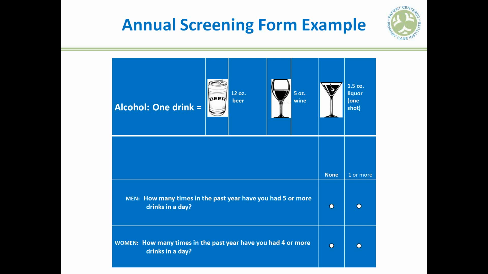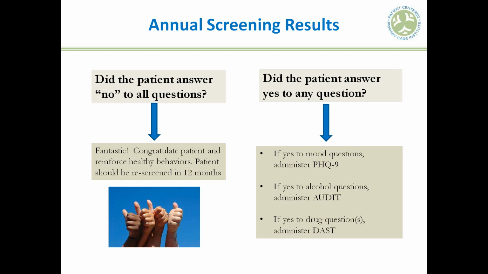So we'd have here, importantly, men and women have different guidelines on what healthy levels of alcohol consumption are. We'd be asking, how many times in the past year have you had 5 or more drinks in a day? If they said none, that would be a negative score, but if they said 1 or more, that would indicate that they could be a good candidate for the full alcohol use screen, the AUDIT.